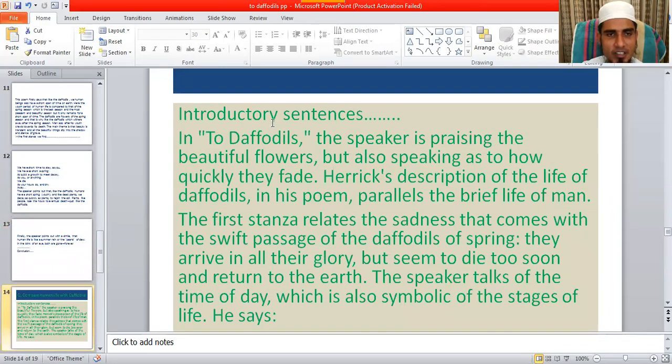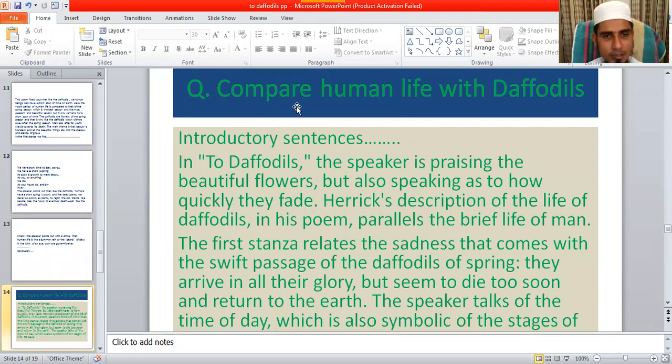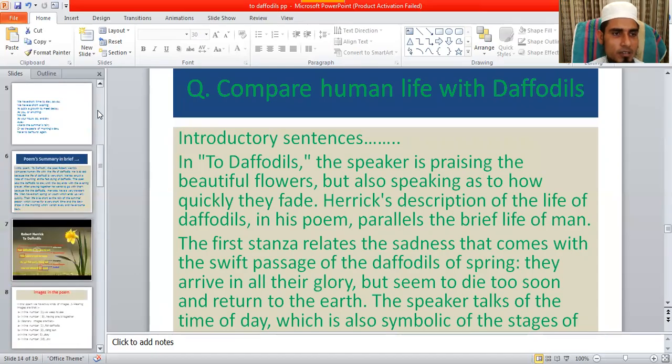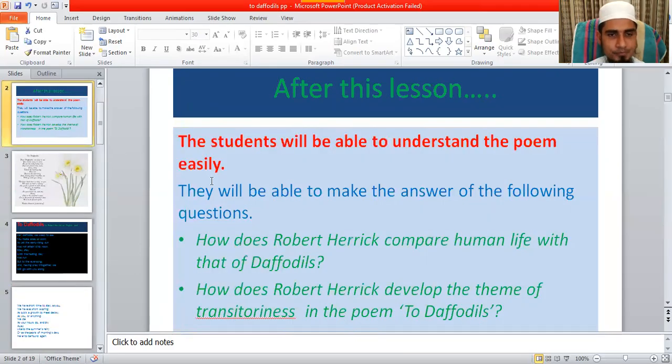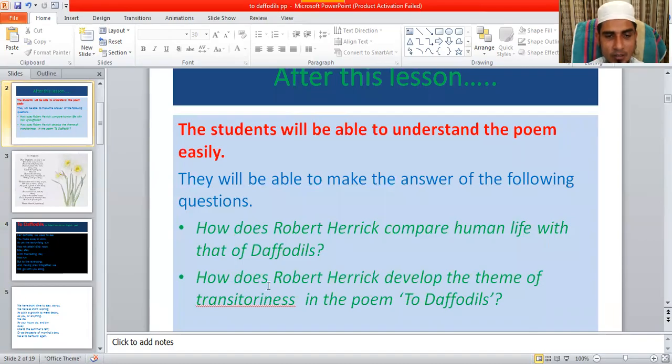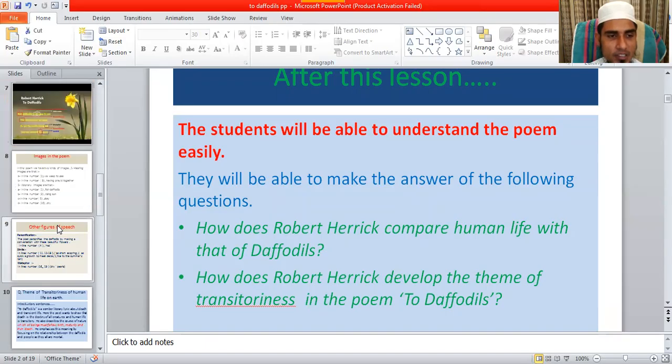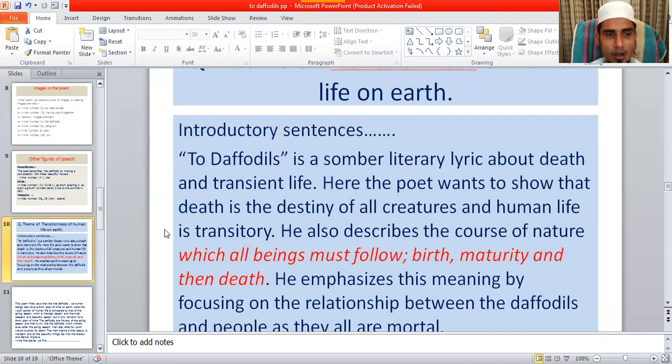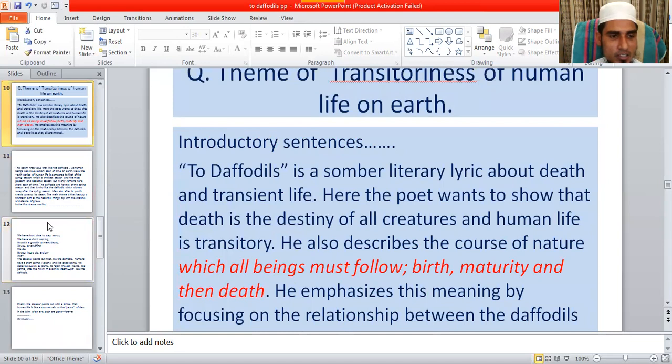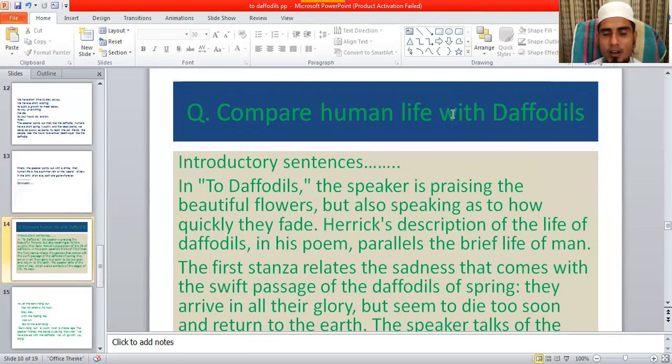So there is another question here, my dear students. Compare human life with daffodils. This is also a very important question. In the question sheet, there was a question: how does Robert Herrick develop the theme of transitoriness in the poem? And another is, compare human life with that of daffodils. Now I would like to discuss with you the answer to this question.